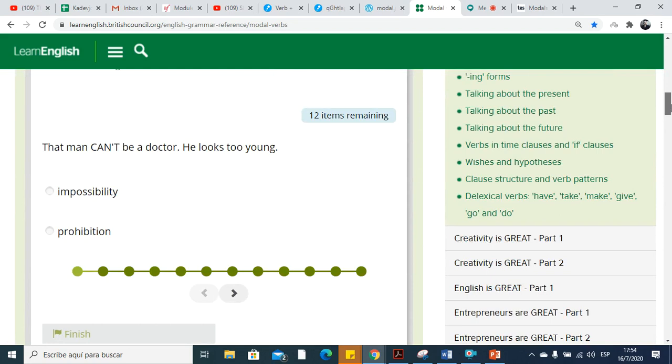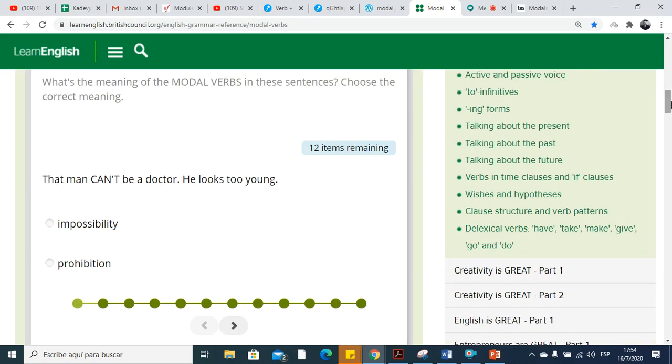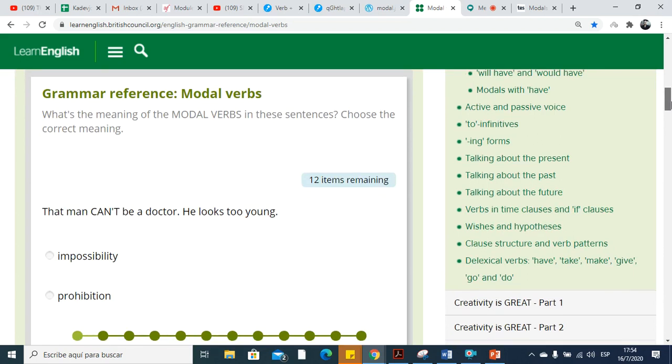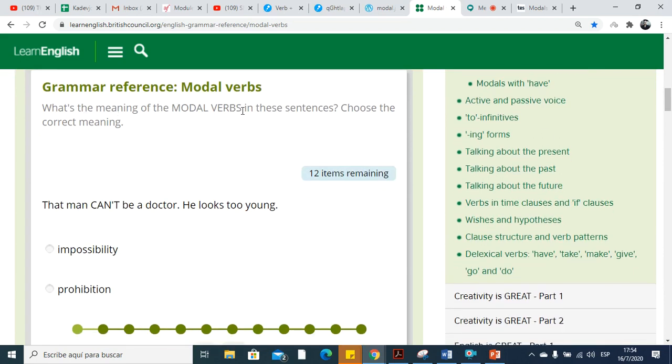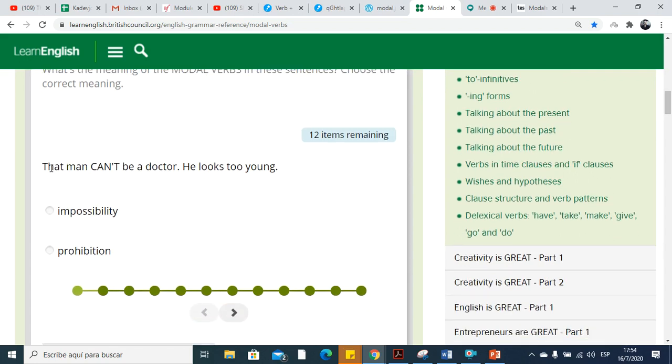Now, we are going to try to do this exercise. It's very easy, you guys, and I will help you out with it. So let's start. Let's do this exercise together. So it says, what's the meaning of the modal verbs in these sentences? Choose the correct meaning. Let's look at the first example. It says, that man can't be a doctor.